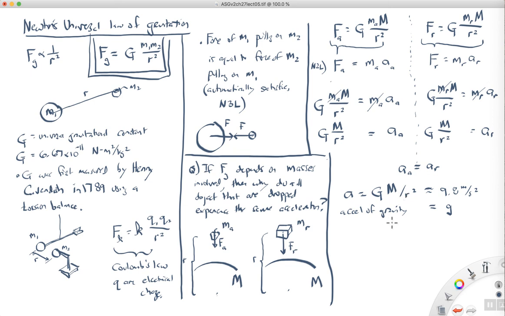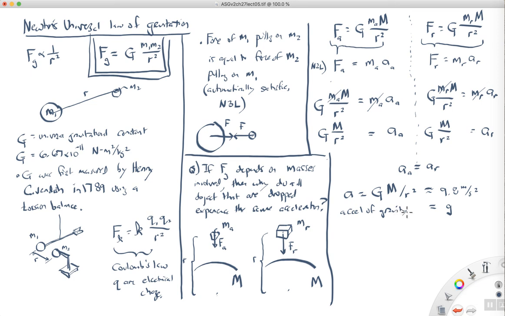Okay, so notice a couple of things here. First of all, if we were on a more massive planet like Jupiter or Saturn, and we're standing on the surface, there would be the same gravitational constant, but a different acceleration of gravity, little g. Instead of 9.8 meters per second squared, it might be 10 or 20 or 30 meters per second squared. So it depends on the mass of the planet on which you are dropping the object.